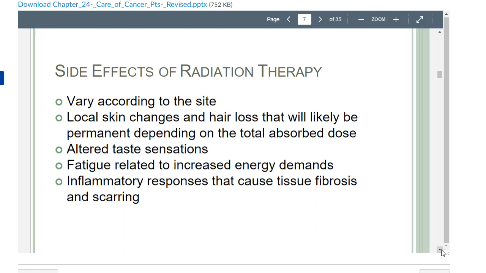For instance, they kind of have a funny taste in their mouth, and maybe they don't like the taste of red meat anymore. So that may be the cause because of the radiation. Fatigue is huge. It's related to the increased energy demands. It may last weeks or even months. So people have to basically readjust their life because this is not going to go away, especially if they're having reoccurring treatments, maybe for 5-6 weeks, depending on the extent of their cancer and exactly where their cancer's at.